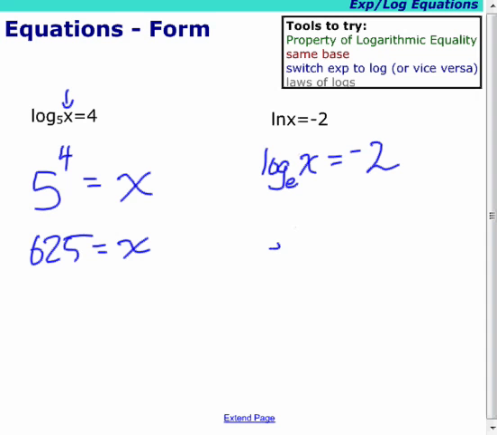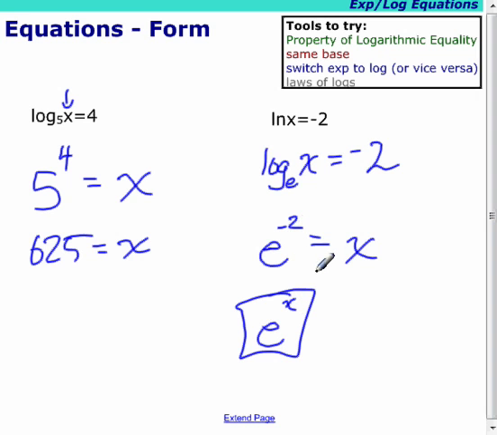Now to change this to exponential form, e to the minus 2 is equal to x. There I go. Now all I have to do is solve. Remember that e is a number, and on your calculator you probably have an e to the x button. You just use that button and say e to the x, where x is minus 2, equal to, and you'd come up with your answer. Probably 0.2 or somewhere like that.